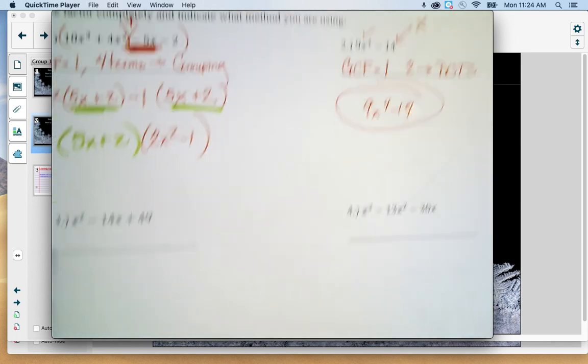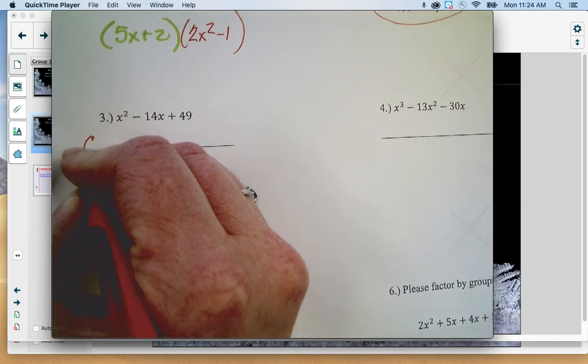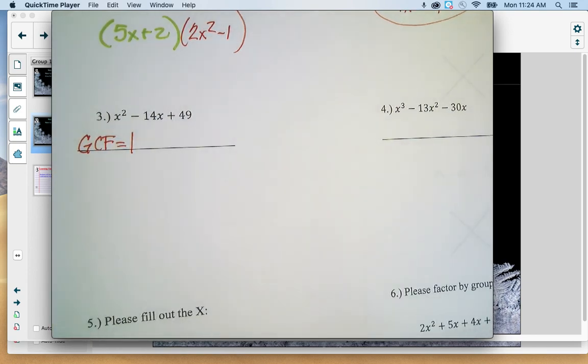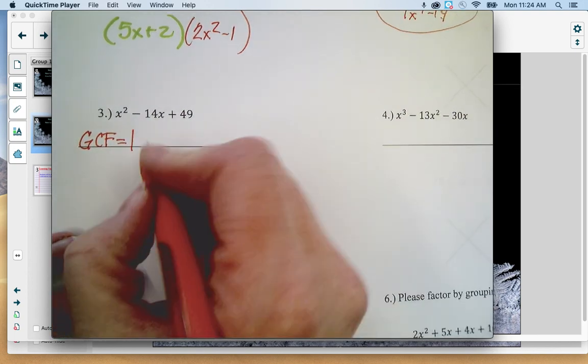All right, then on 3 and 4, on 3, what's your GCF? What's the greatest number that goes into 1, 14, and 49? Just 1. Can I factor out an x? Can someone tell me why I can not? Show me your hand. Why can I not factor out an x? Beautiful. That third term doesn't have an x. My GCF is just 1.